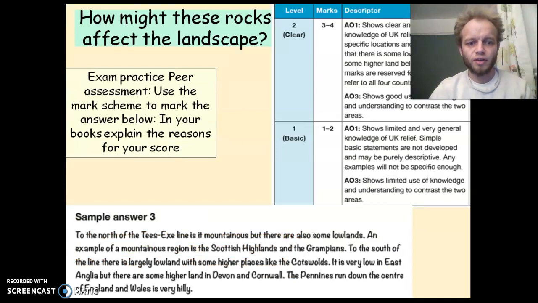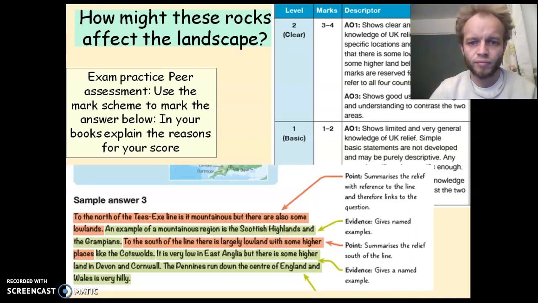Okay, so sample answer 3, I want you to again have a read through, look at the mark scheme, and then have a go and say what marks you would give it and the reasons why. Pause your video and then write down your annotations.